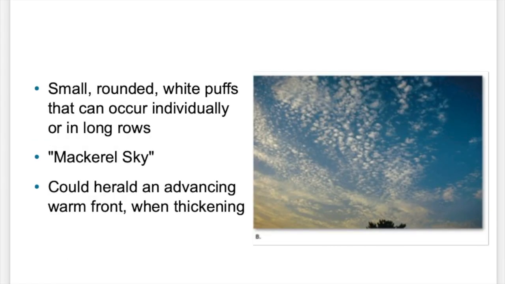And then we have cirrocumulus. Again, cumulus are the little cotton balls. We see this pattern here, and this is also known as mackerel sky. So we have the small rounded white puffs that can occur individually or in long rows, and they could herald an advancing warm front when thickening. So again, cirrocumulus clouds appear as white patches composed of small cells or ripples. The reason they're called mackerel sky is because it resembles fish scales.